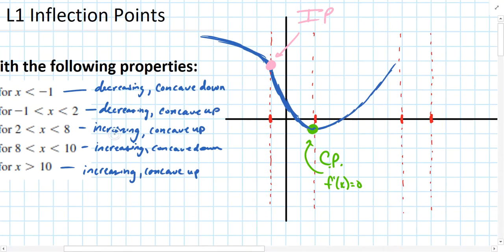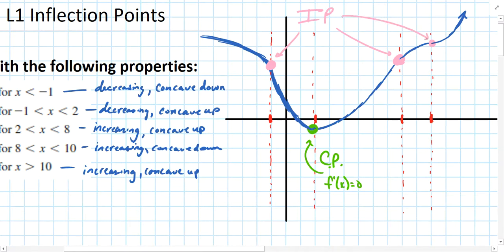At x equals 8, the graph continues to increase, but now the concavity changes. So we encounter another inflection point, and the graph is going to turn to be concave down. Now again, it's still increasing, it's still rising against the x-axis, but it's turning downward. And then lastly, the function continues to increase, but then switches again to be concave up. So there's yet again another inflection point.